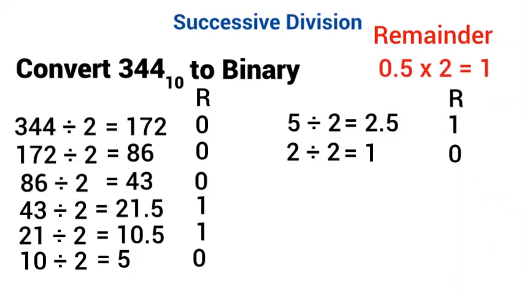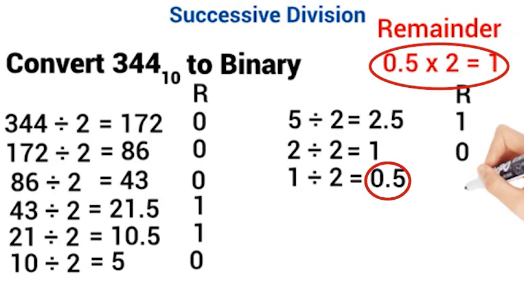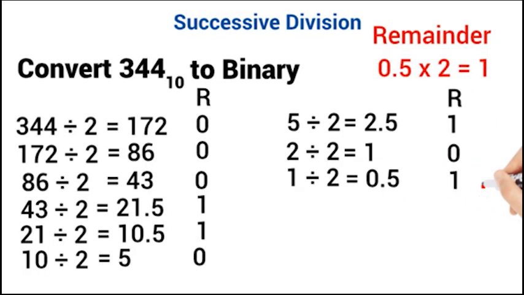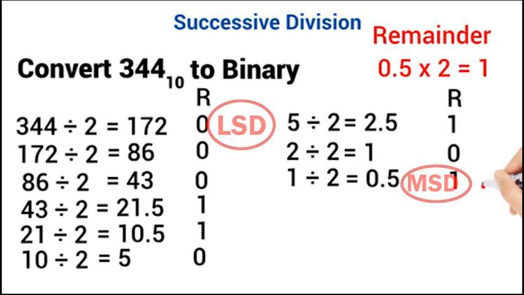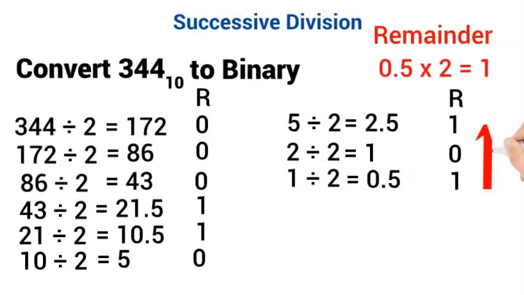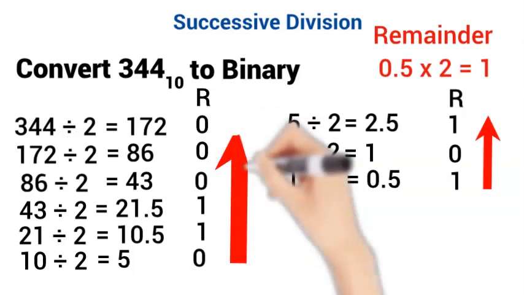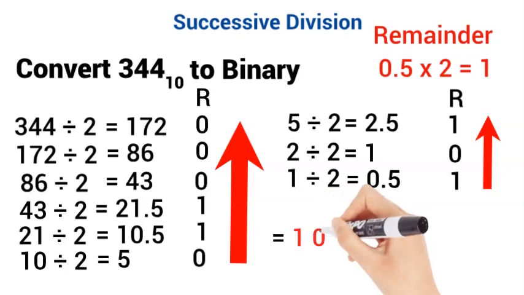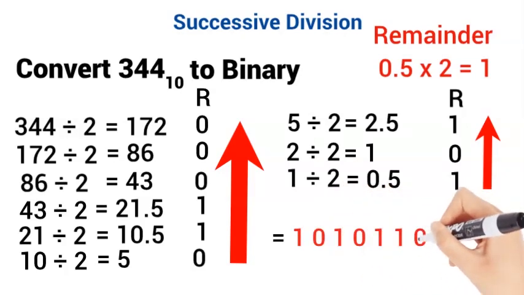remainder. And finally, copy the quotient 1 divided by 2, that would give us 0.5. For the remainder, multiply 0.5 times 2, and that would give us 1. Since we already obtained a 0 quotient, let us copy its most significant digit to the least significant digit. That would be to copy the remainder from the bottom to the top. And so the binary of 344 is 101011000.